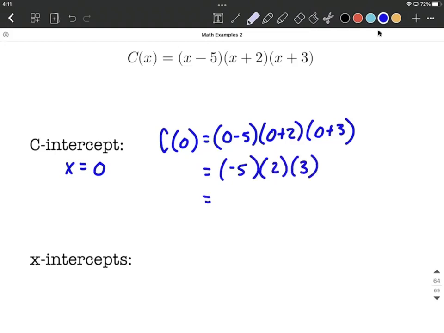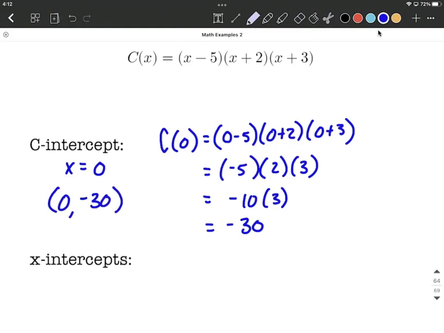As we multiply these together, we can take our time if we'd like and multiply them one at a time, but we should end up with negative 30 as our quote-unquote c-intercept in this case. Now written as an ordered pair, we have an x value of 0 and negative 30 as our y value.